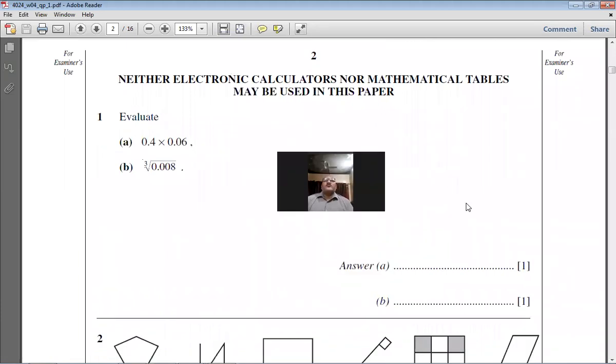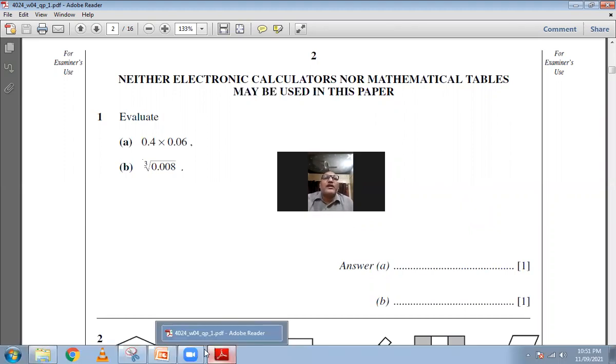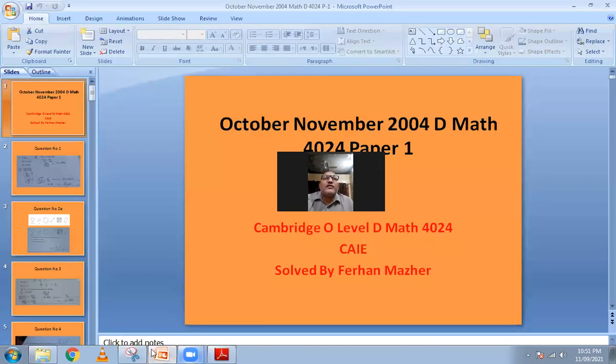The first question coming up on your screen is: evaluate 0.4 multiplied by 0.06. The technique which I use is that I remove the decimal. I will write 4 by 10 multiplied by 6 by 100. So let me show you my work, and here we go.